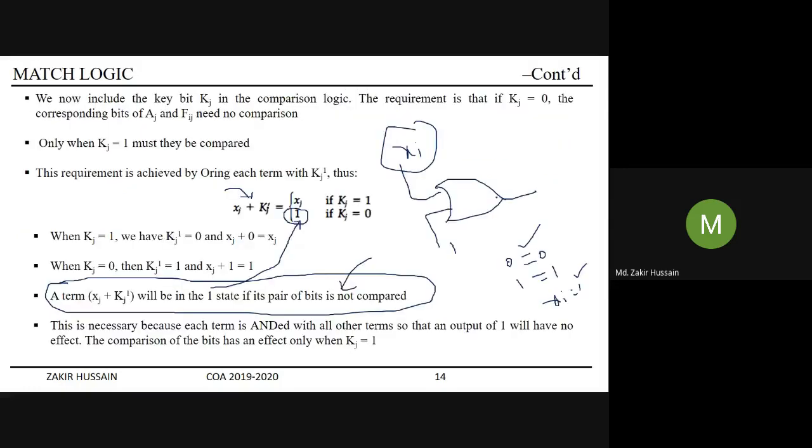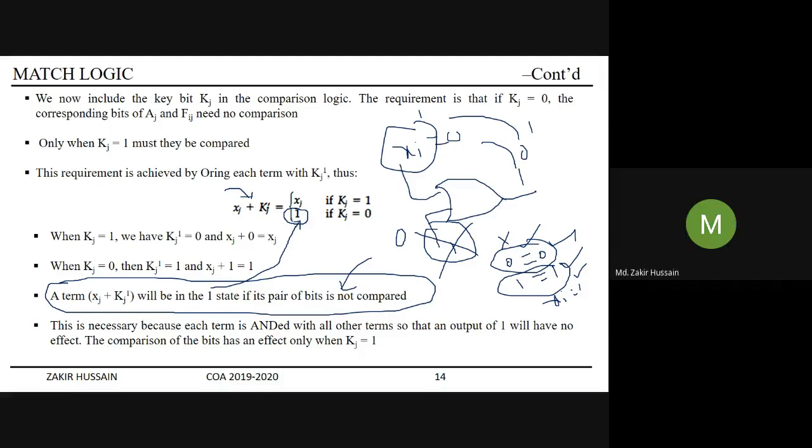But what happens if you tie this to 1? Is the comparison taking place? It is not, because all the time the output is 1, irrespective of your XI. You are not comparing. But if you tie this one to 0, now comparison happens. If XI happens to be 0, then output is 0. If XI happens to be 1, then output will be 1. That's what a term XJ plus KJ bar will be in the 1 state if its pair of bits is not compared. Is that clear to everyone there?